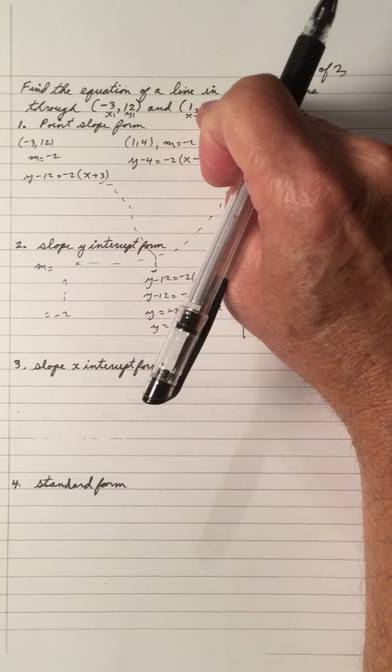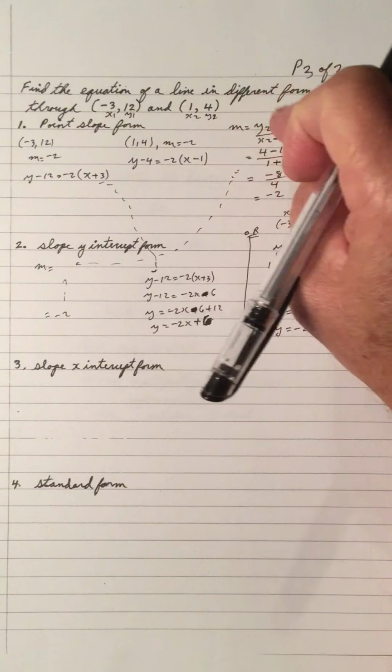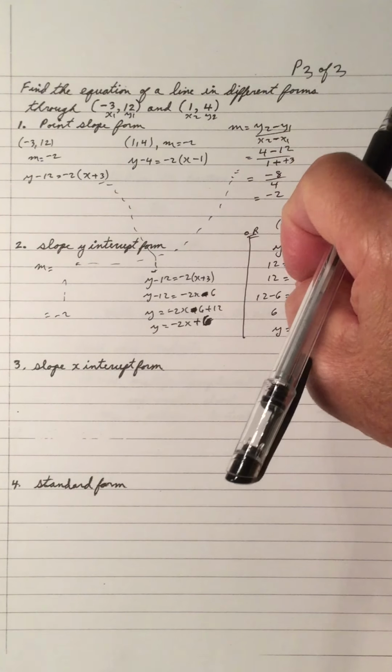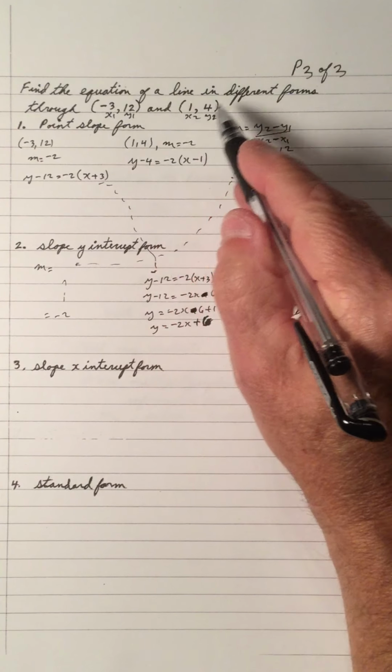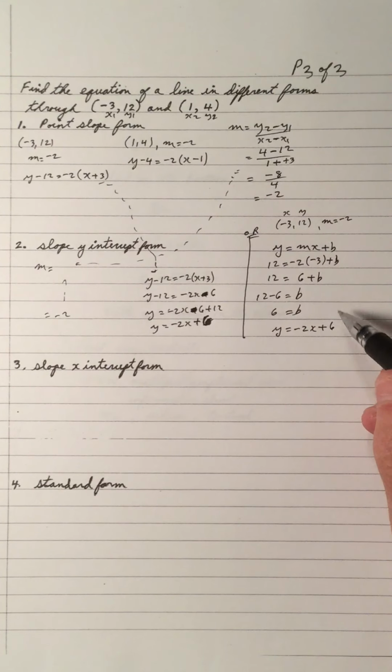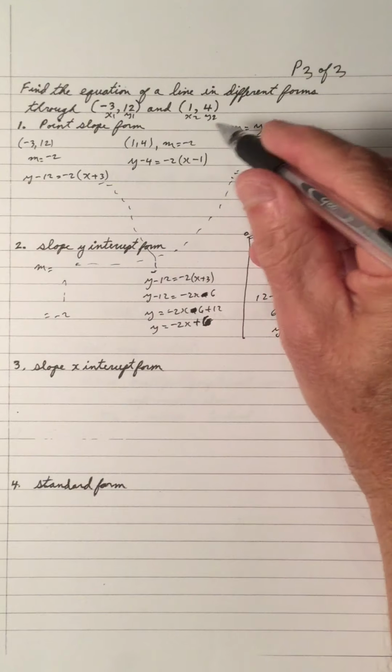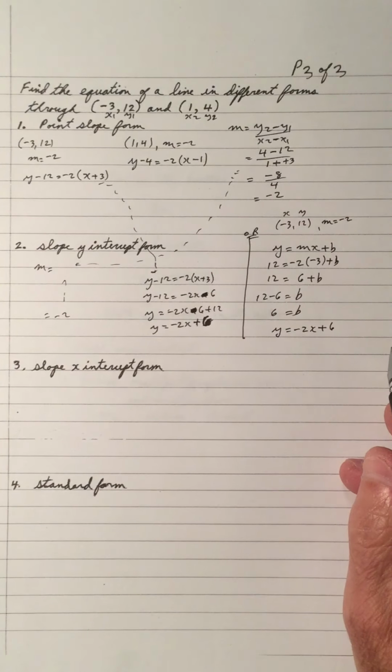You probably would not graph this on a grid to find a y-intercept. It could probably take too long, but it could be done. You could draw these 2 points on a grid and find out where it cuts the y-axis. And from that graph, you can get your slope.